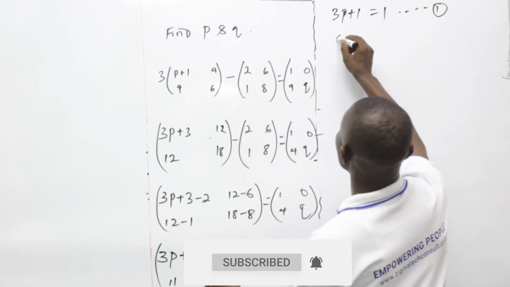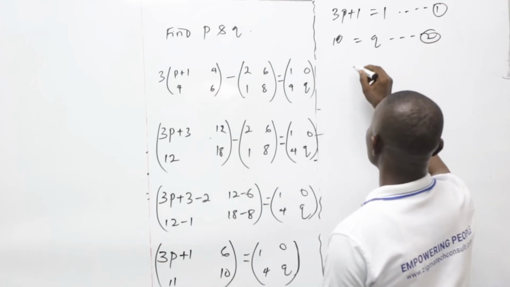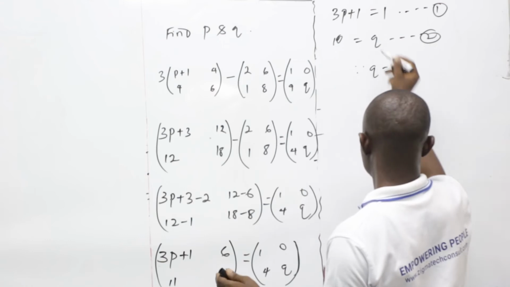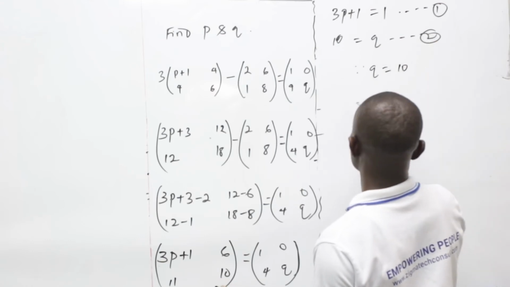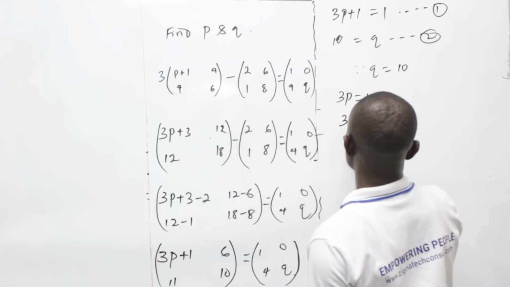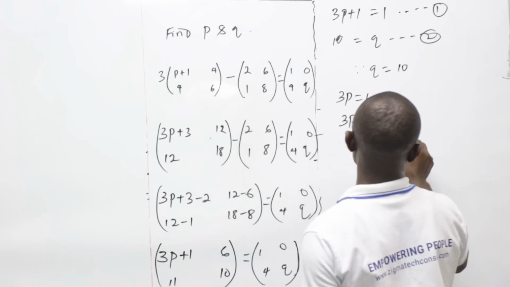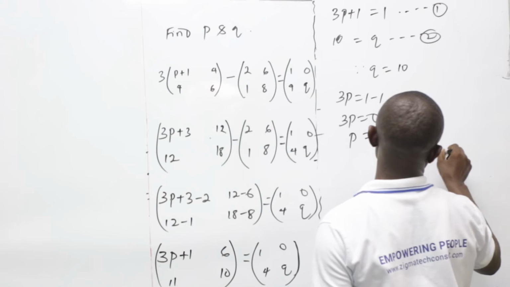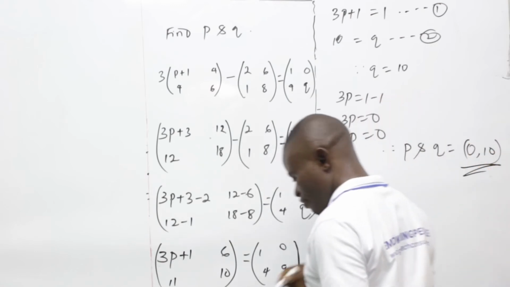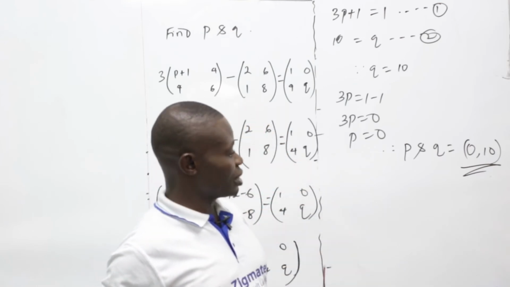Y Q is pointing to who? 10. You call it equation 2. Therefore, Q equals who? 10. You have the solution for Q already. For P, 3P equals 1 minus 1, so that 3P equals 0. P will now be what? 0. Therefore, P and Q equals what? 0, 10. That is the value of P and Q, 0 and 10.